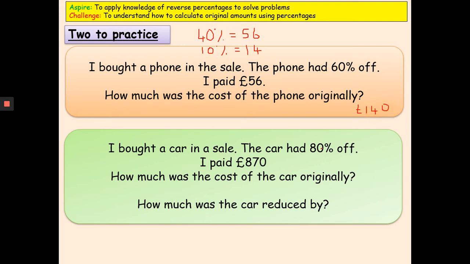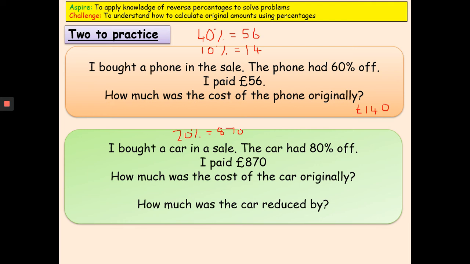And then this second one, so I bought a car on sale, the car had 80% off. So I need to work out what 100% take away 80% is. So you're going to be 20% left. So 20% is going to be equal to that 870. So I need to think, how can I get from 20% back up to 100%? Well, you could do it in one go.